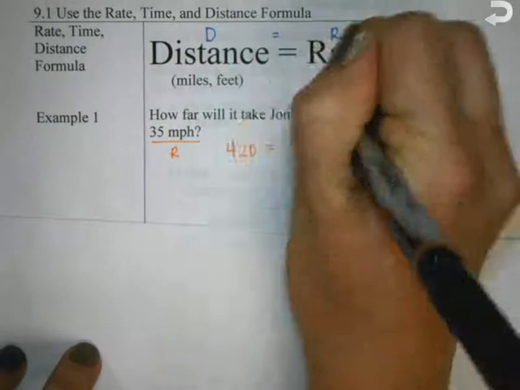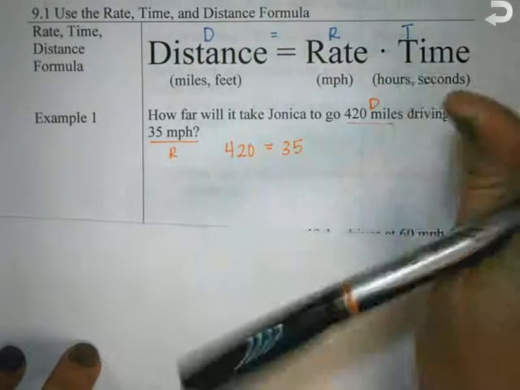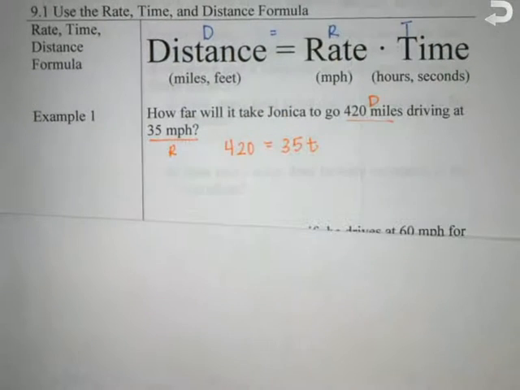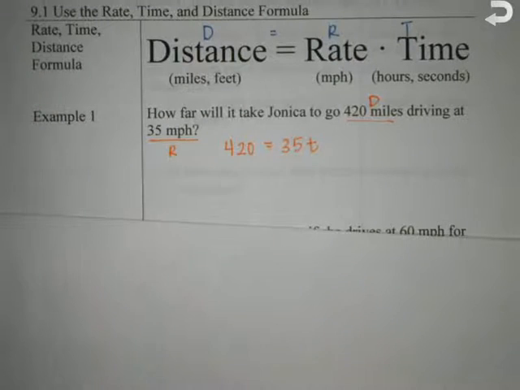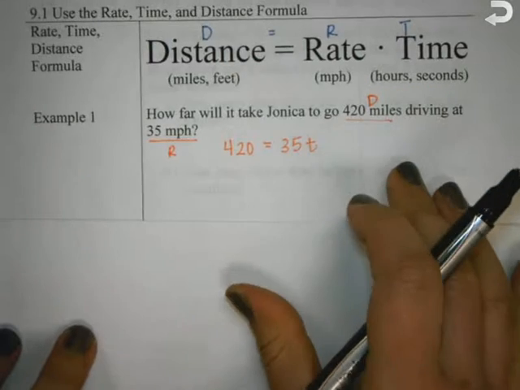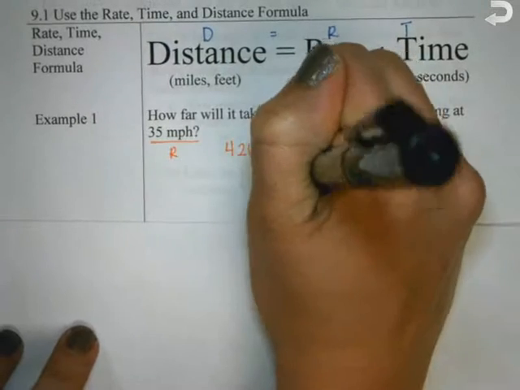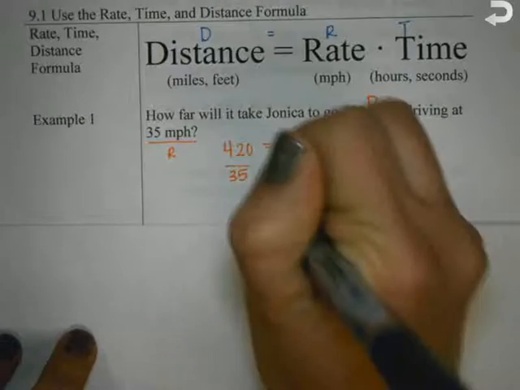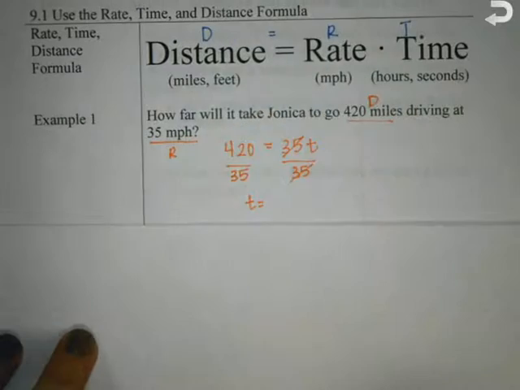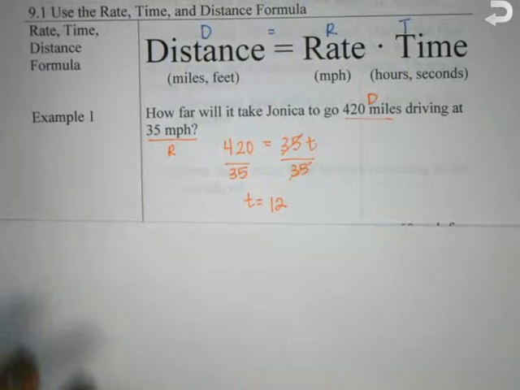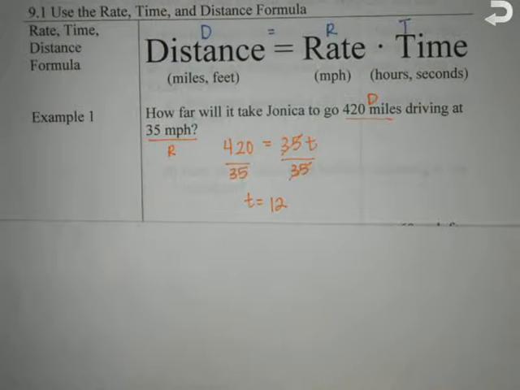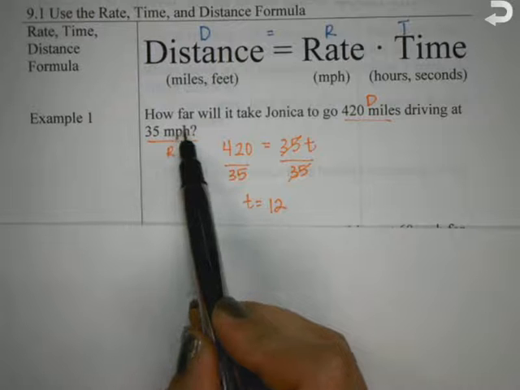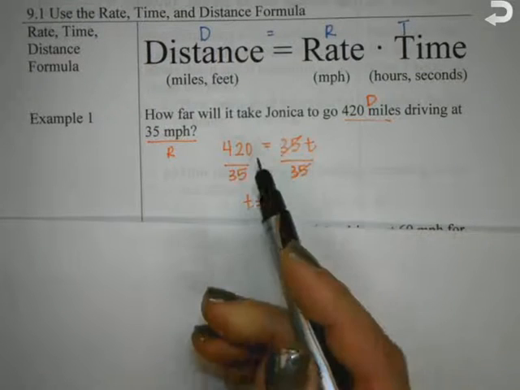So 35 times T for time. What do you want to do? Divide. Okay, so how do I solve for T? Divide by 35. So T equals 12 what? Well, let's look at our units. We have 420 miles, 35 miles per hour. So what do you think our time is going to be in? Hours. In hours.